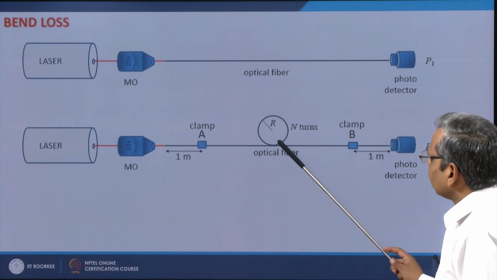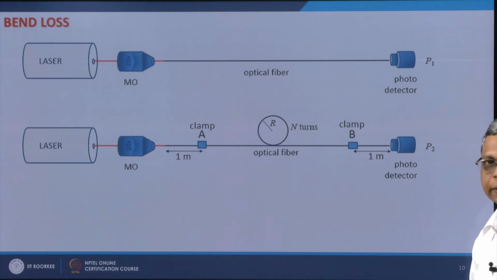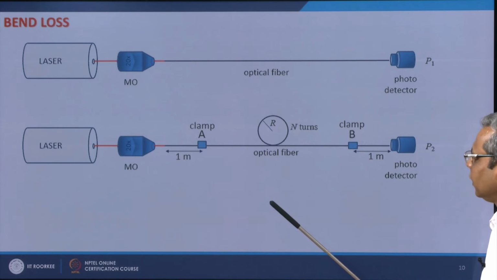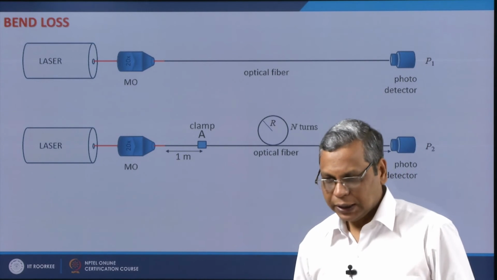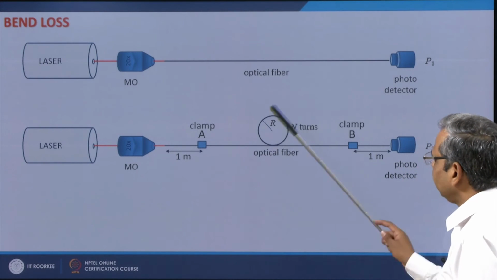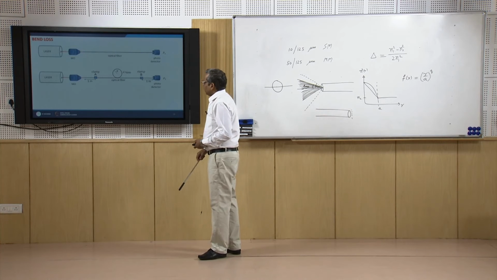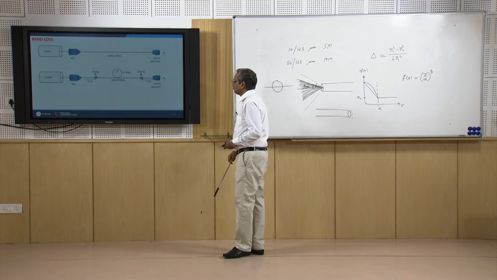Then you make a loop of radius r here. You can make a single loop, or to have sufficient change in power you can make n loops. You can make n turns of radius r, and then you measure the power here. Let this power be P2.